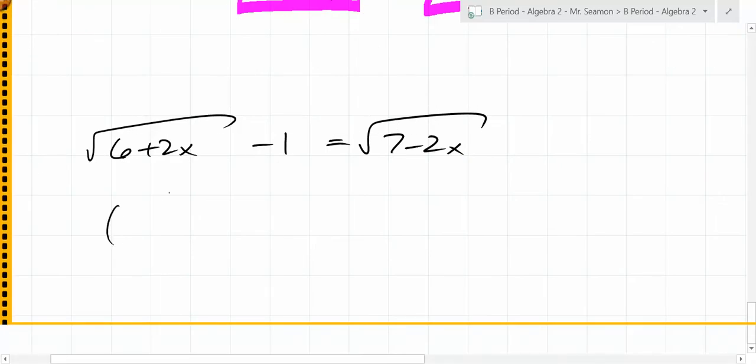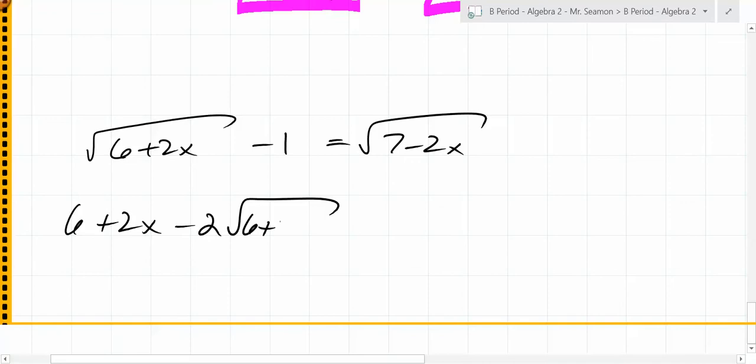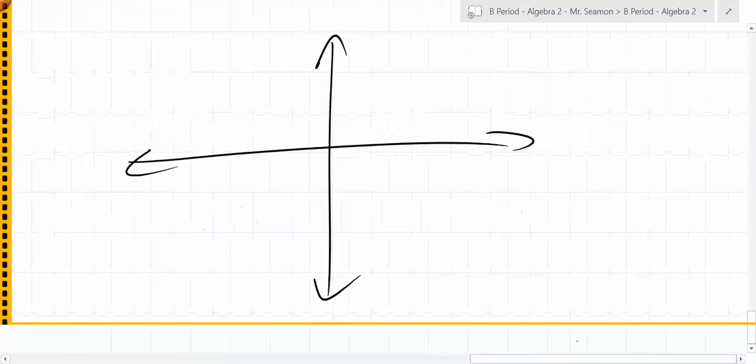Yeah, square. You need to square both sides. So you're going to end up with 6x. You're going to end up with 6 plus 2x minus 2 of these, right? Plus 1. You should end up with that after you square both sides. Take a look at it and see if you agree.